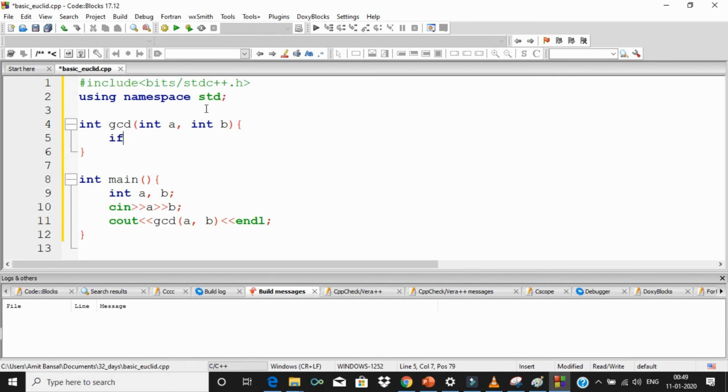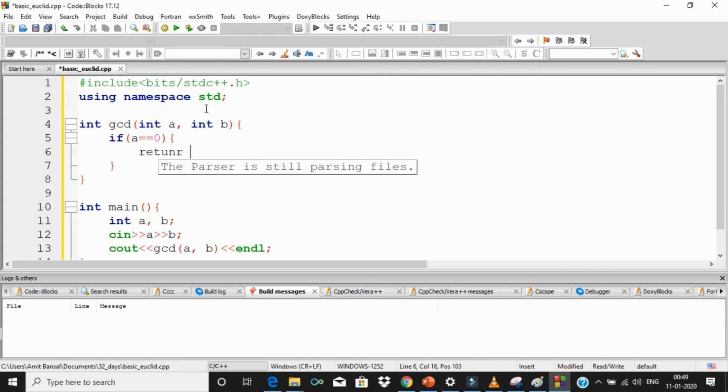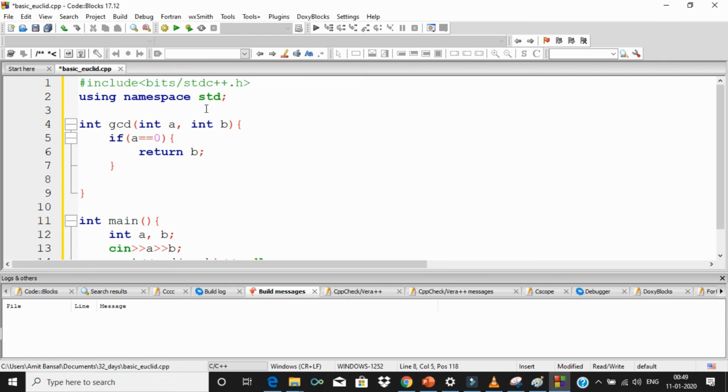The Euclidean algorithm simply says if this a becomes 0, then we return b. Otherwise what we will do, we will return the call to GCD of b modulus a comma a. This is what we do.